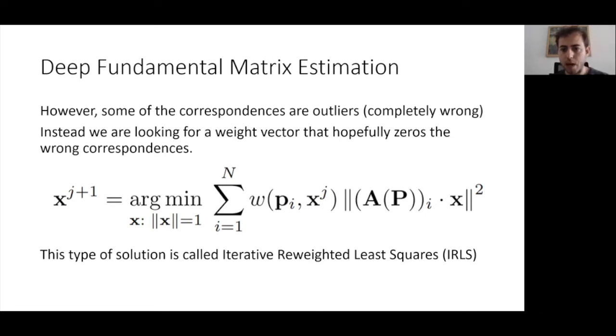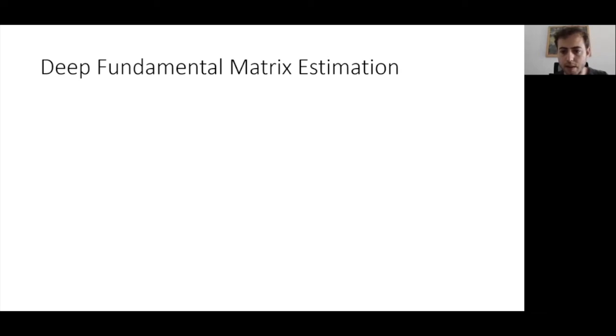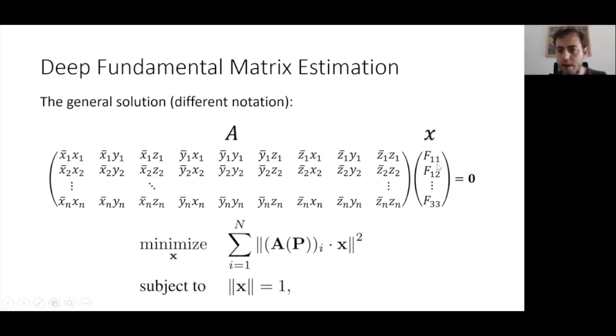Can you please go again over the notation? So x represents the whole fundamental matrix? Yes, x is the 9 entries of the fundamental matrix. And here, instead of writing it in the complete A times x notation, we separate it. It's the same thing, but we separate it to a sum over the point correspondences.